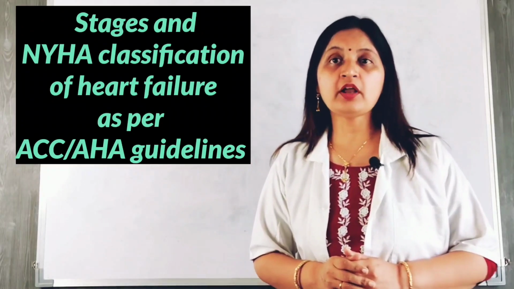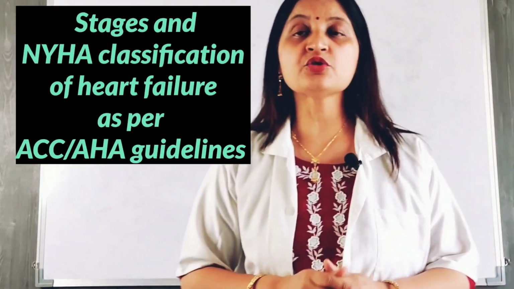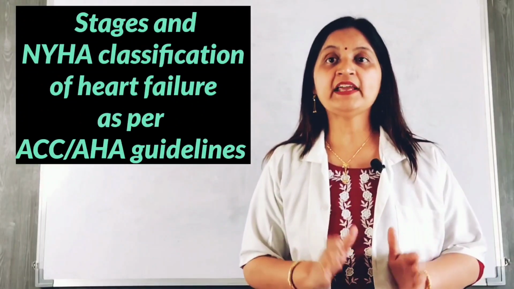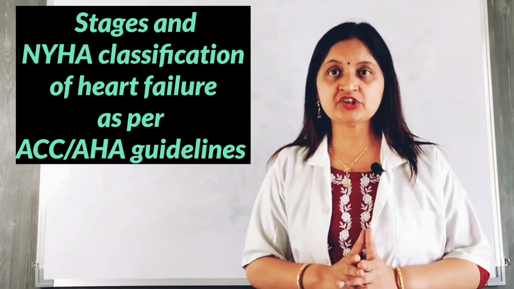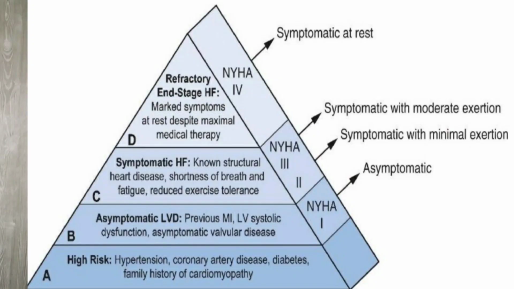As per the American College of Cardiology and American Heart Association guidelines, heart failure can be divided into 4 stages: stage A, B, C and D. Stage A includes the risk factors such as diabetes, hypertension, coronary artery disease or family history of cardiomyopathy. Stage B is asymptomatic left ventricular dysfunction. So there is valvular dysfunction or systolic dysfunction, but the patient is asymptomatic.